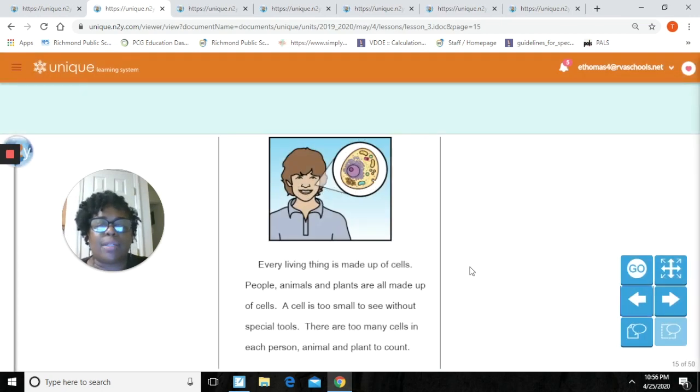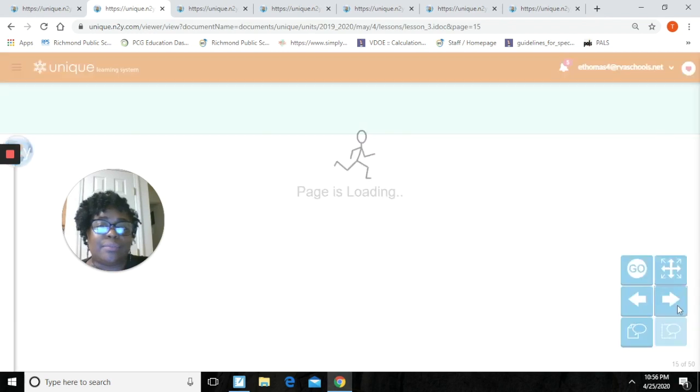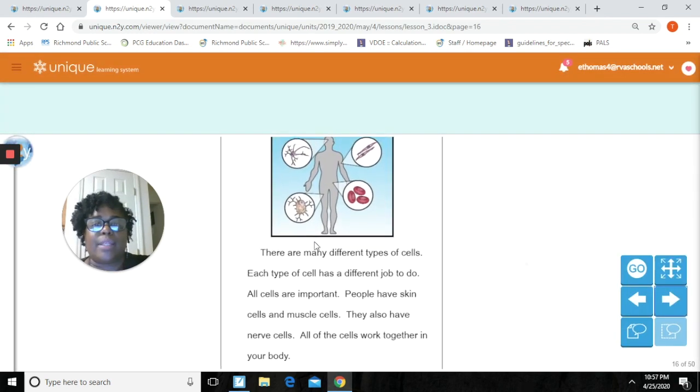Let's go back and read our question here at the bottom. Discuss the size of cells and how you might see them. So what is the size of the cells? Did you say they were too small to see without a special tool? Yes, they're too small to see. All right. So there are many different types of cells. Each type of cell has a different job to do. All cells are important. People have skin cells and muscle cells. They also have nerve cells. All of the cells work together in your body.